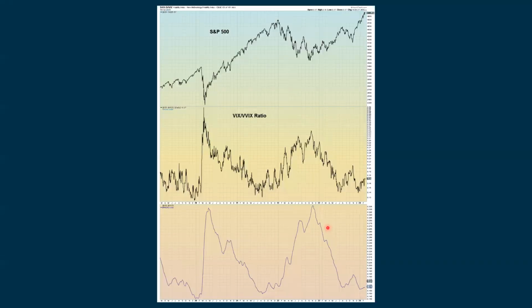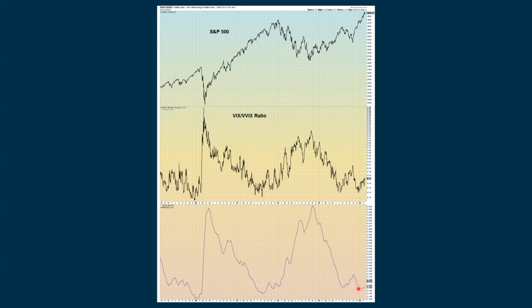Then we also do another study. We look at the VIX, and then we look at a thing called the VVIX, which is the volatility of the VIX, and take a ratio of that. And in a general sense, when this is going down, that means the VIX is going down, and that tends to be more positive for the market. When this is going up, that tends to be more negative for the market.